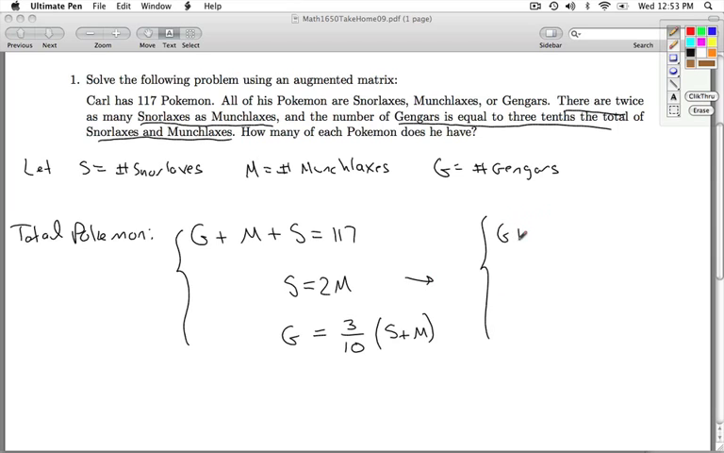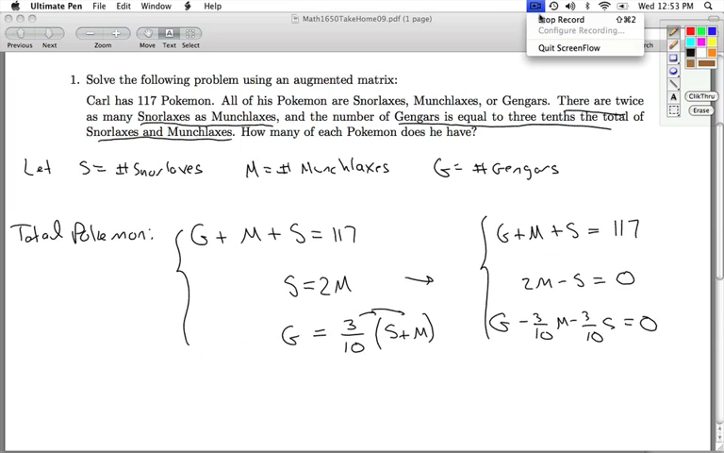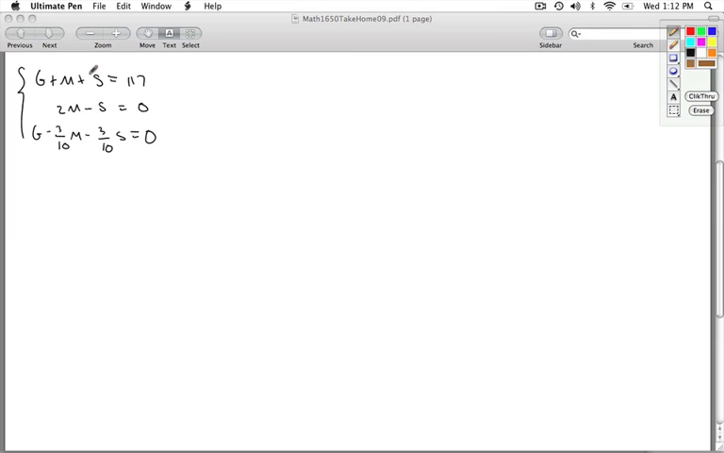The top equation's fine, because we get all the variables on one side and the constant on the other. Here we need to do the same thing. If I subtract the S over, I get 2M minus S is 0. And here I can distribute the 3/10 and then subtract that over, and get 0 over there. So this is what we have now. We can substitute into our matrix. Okay, so here are those three equations.